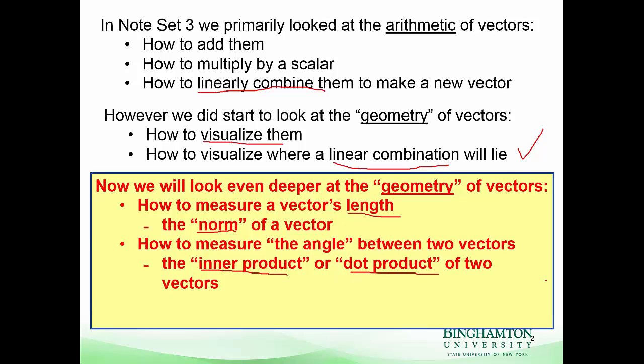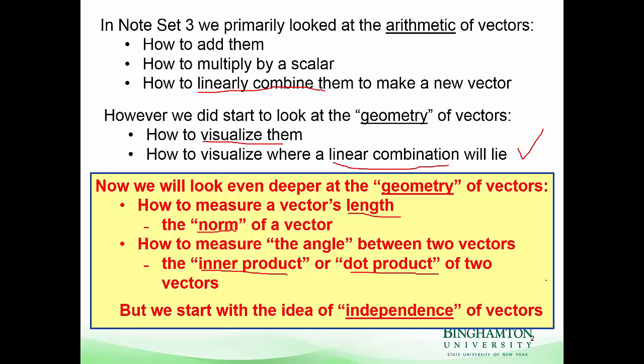So the textbook likes to use the word dot product. I prefer the term inner product. That's just what I picked up when I was learning this stuff. So I'll mostly stick with the term inner product. I think it's a little more descriptive and general use than dot product. Different people use both of those. And we're going to kick all this off with the idea of independence of vectors.